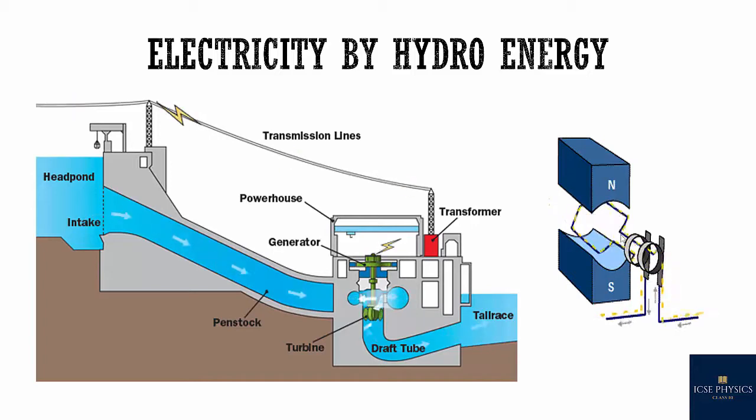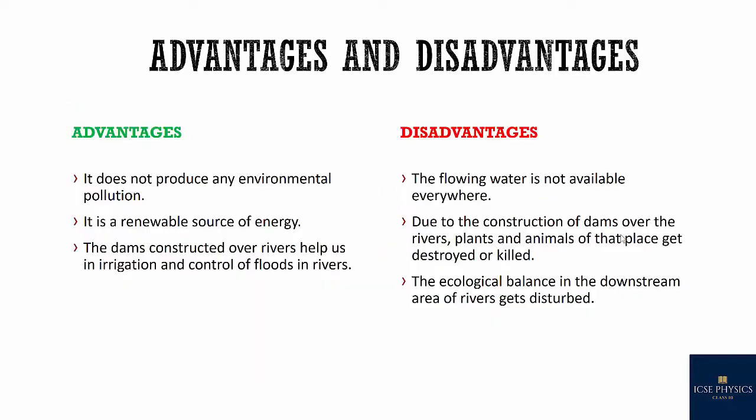Such a mini hydroelectric power plant can be constructed on the rivers in hilly areas across a small dam of height nearly 10 meters. Presently, 23% of the total electrical energy in India is obtained from moving water. So what are the advantages and disadvantages of using hydro energy? Advantages: it does not produce any environmental pollution. Second, it is a renewable source of energy. The dams constructed over rivers help us in irrigation and control of floods in rivers.